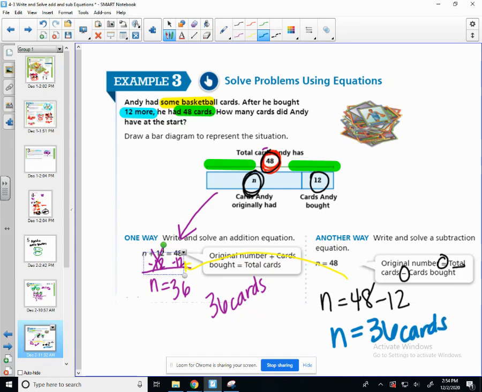So a lot of times with addition and subtraction equations, you can mix them around different ways because they're number families. But you just have to set it up in a way that makes sense to you, that you know how to solve and understand. Now try one on your own.